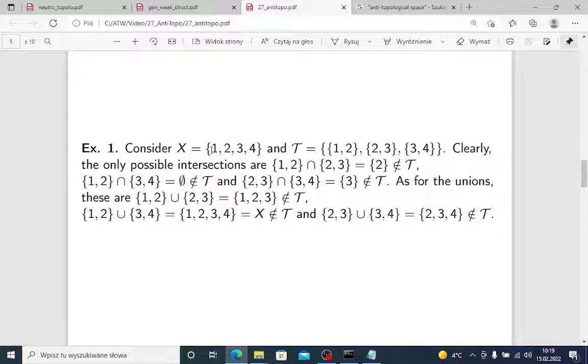Some examples. This is taken from the original paper of Sahin et al. Consider this universe, 1, 2, 3, 4, four elements, and this anti-topology. It consists of these three subsets, {1,2}, {2,3}, and {3,4}. One may easily calculate all the possible non-trivial intersections and check that they do not belong to this family. The same with unions. {1,2} union {2,3} gives us {1,2,3}. It does not belong to T. {1,2} plus {3,4} gives us the whole universe, which is not in T. And in this case, we get {2,3,4}, which is not in T.